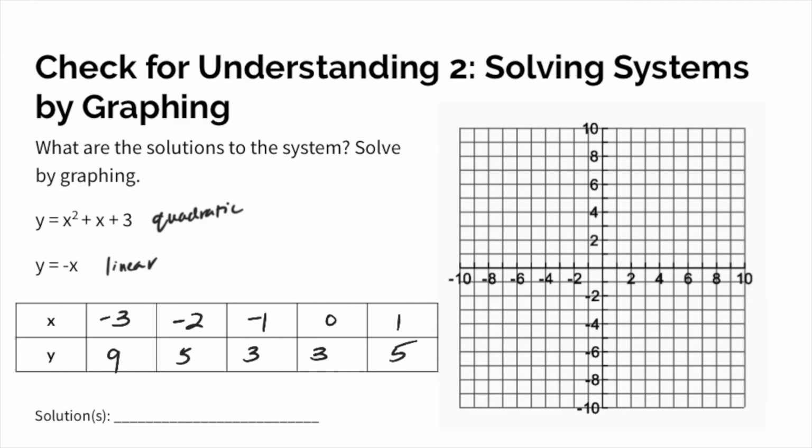Okay, so I'm going to plot those points. So I'm at -3, 9. And then -2, 5. -1, 3, 0, 3, and then 1, 5. Okay. And I know that I'm going to be at 2, 10 just because it bounces back and it's symmetrical.